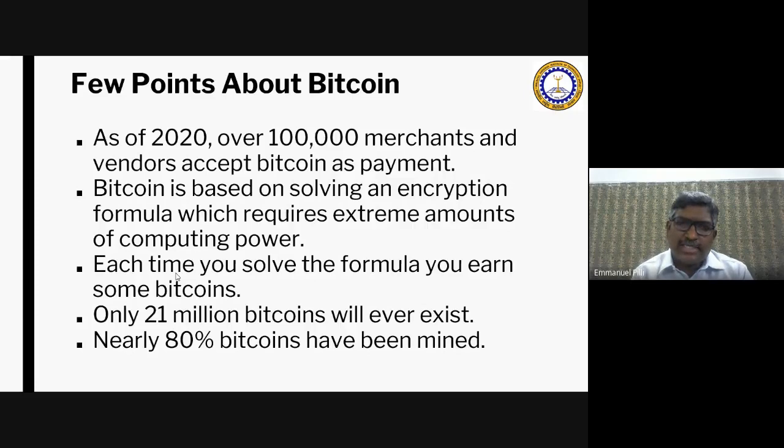Blockchain is nothing but a chain of blocks, and the blocks are connected one to the other. The next block has a lot of information which is connected to the previous block. It's like a link chain, a linked list kind of thing. So that's very easy to understand, right? Each time you solve the formula, the motivation to create more blocks is that you get some free bitcoins, right?